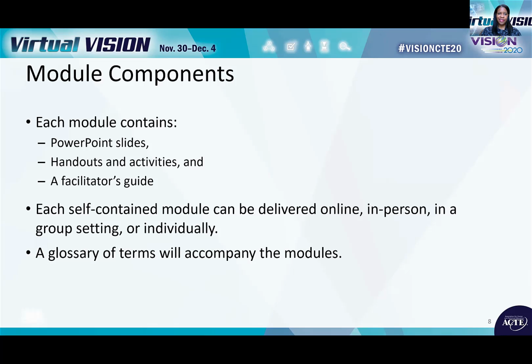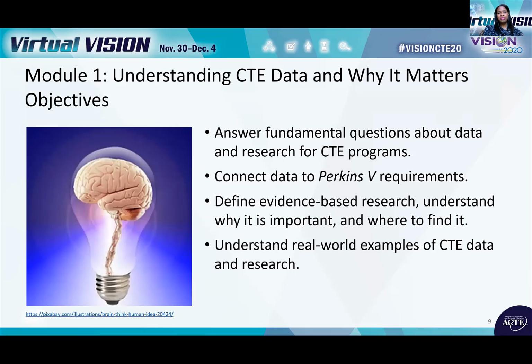So let's take a look and start with Module 1, Understanding CTE Data and Why It Matters. So with this module, you will be able to better understand what CTE data are and how research can be used to improve CTE programs. You'll also be able to connect data to federal accountability requirements contained within the Strengthening Career and Technical Education for the 21st Century Act, also referred to as Perkins 5.